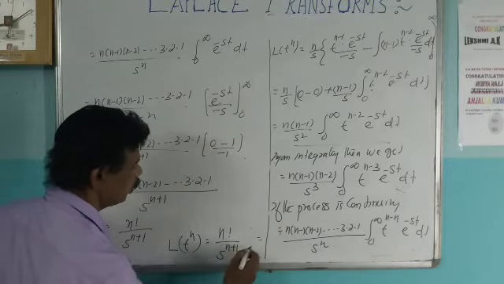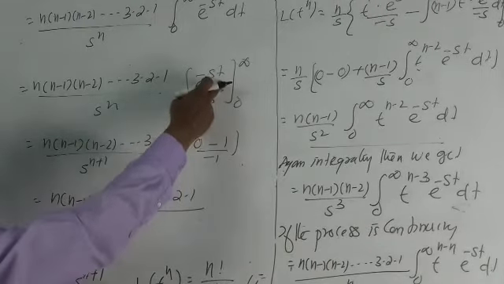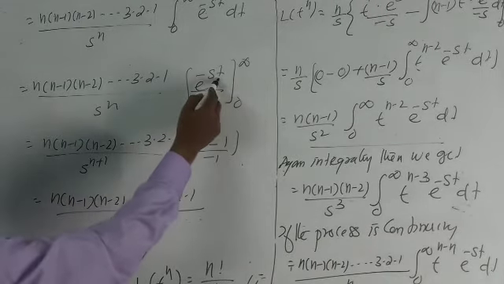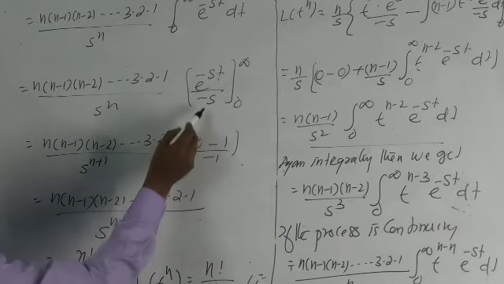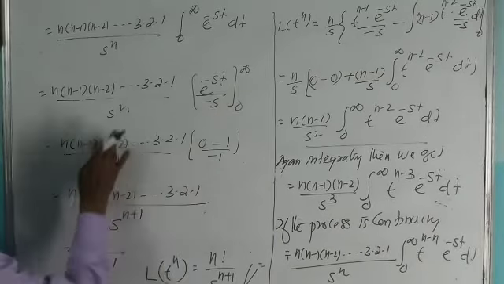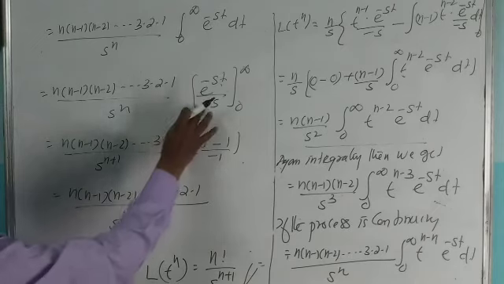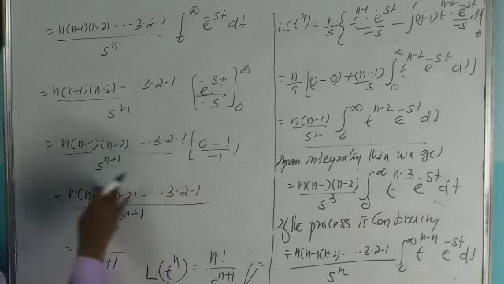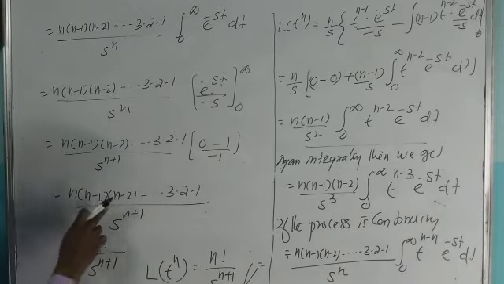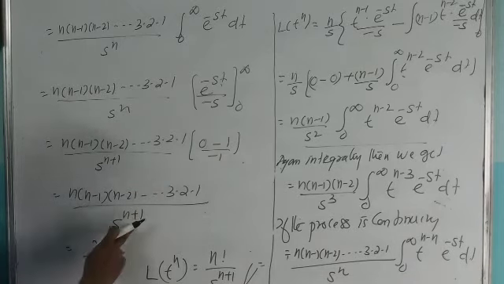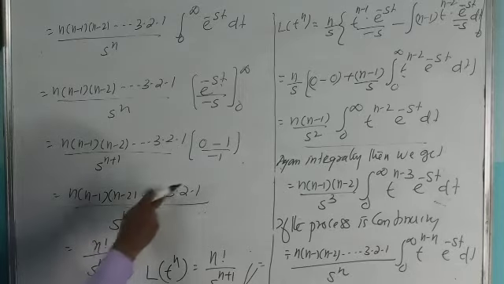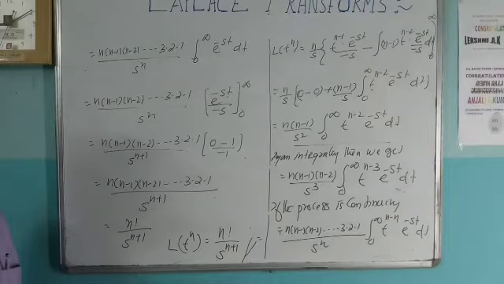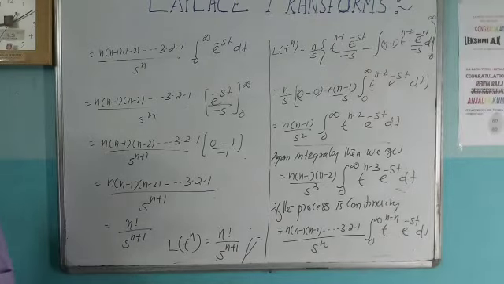Okay. This portion equal to minus into minus equal to plus, 0 minus 1. Upper limit e raised to minus infinity 0 and e raised to 0 1, 0 minus 1 minus 1. We have already taken this s, so this becomes s raised to n plus 1. Then 1 minus 1 is there. This minus 1 and minus 1 becomes plus 1. So the final result equal to n into n minus 1, n minus 2, etc., 3 into 2 into 1 by s raised to n plus 1. This is equal to n factorial. So we can write Laplace of t raised to n equal to n factorial by s raised to n plus 1. Okay.